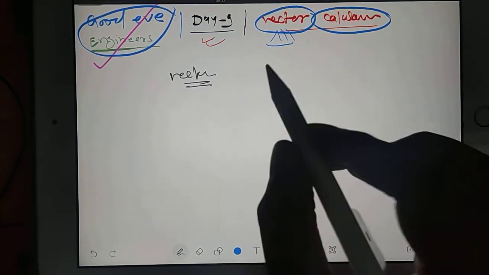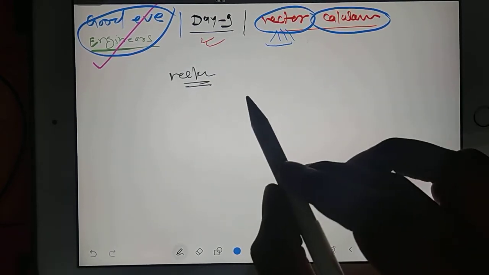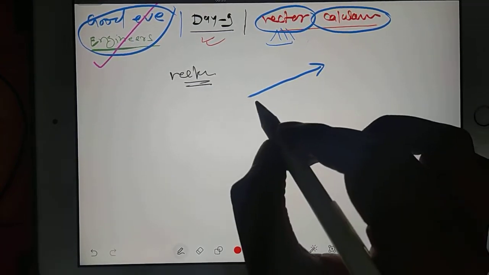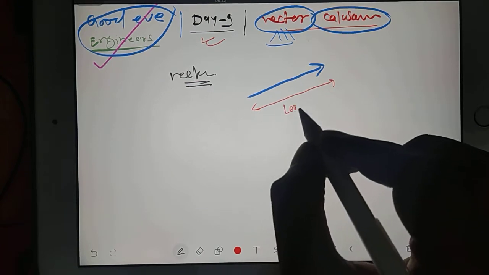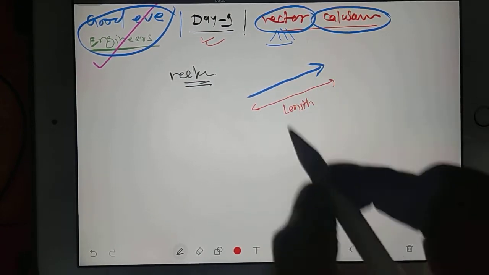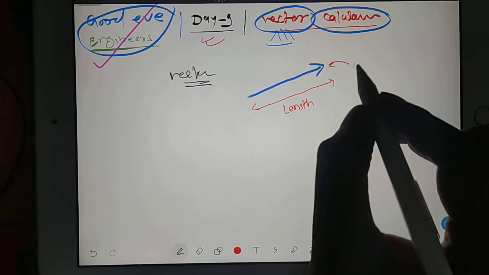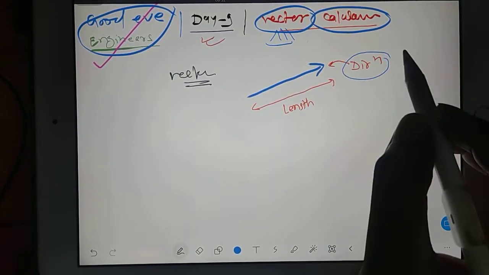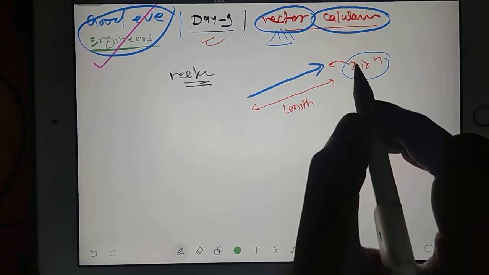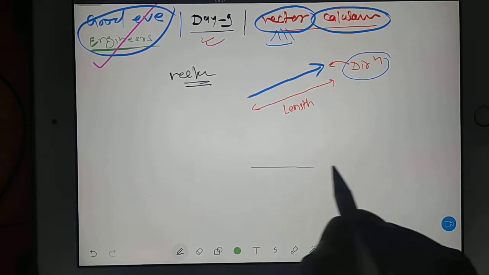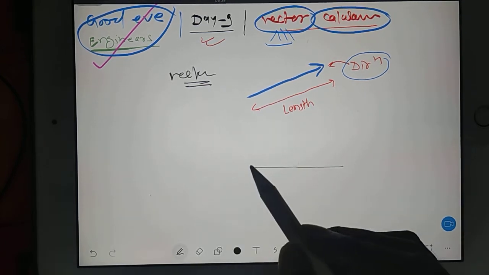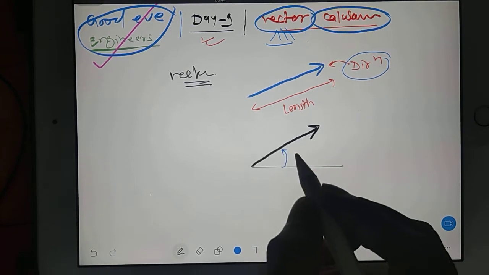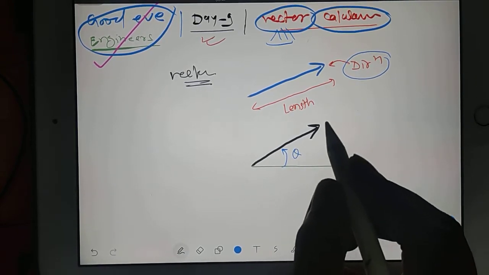Guys, you know what the notation for the vector is? We use an arrow, correct? In this arrow you have two things: one is the length of the arrow and one is the direction of the arrow. To show the direction, we should have some reference line. So we consider this line as a reference line. Then if I draw the vector like this, this is known as theta. This theta you will say is the direction of the arrow.